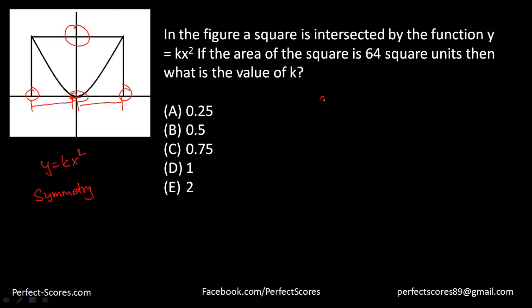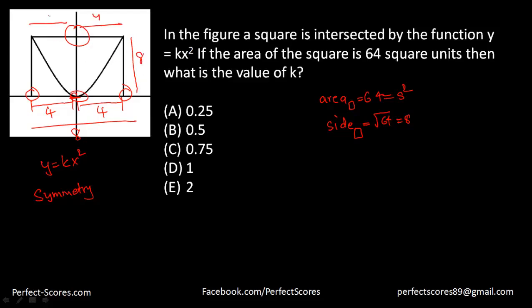Which means if the area of the square is equal to 64, that means the side of the square is going to be root 64, which is 8, because area is equal to side square. That means this whole distance is 8, which means this is 4 and this is 4. Now, if this is 4, then you can pretty much be sure that this is 8, right? And this is 4 and this is 4.